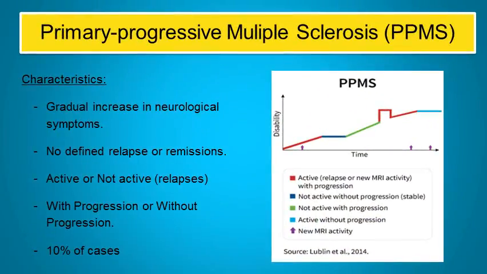The second pattern is primary progressive multiple sclerosis, or PPMS. It's characterized by a gradual increase in neurological symptoms, with no defined relapses or remissions, and then again, relapses are defined as active or not active, with progression or without progression. It's 10% of cases.